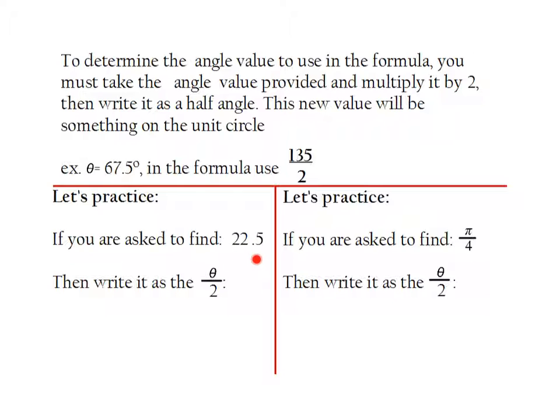If they ask me to do a 22.5, well, we're going to write it as a half angle. We're going to double it, divide it by 2. That's 22.5. That's how I'm going to write it. Here's one. Let's try it with radians. Always trickier with radians. If you're asked to find pi over 4, pi over 4 is half of pi over 2. I'm going to write it as pi over 2 divided by 2. And then this will be the theta that I use in my identity.